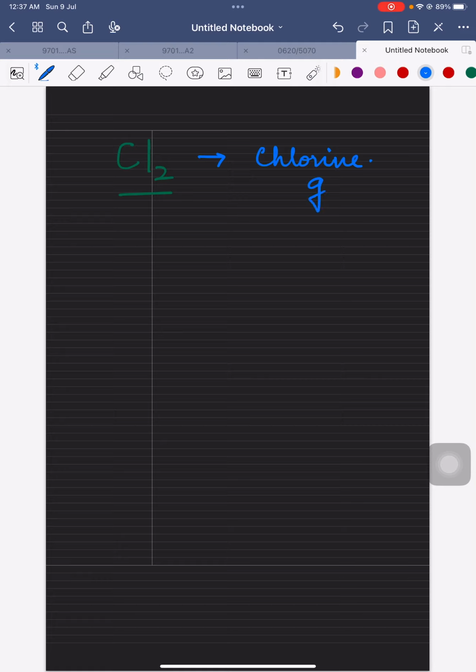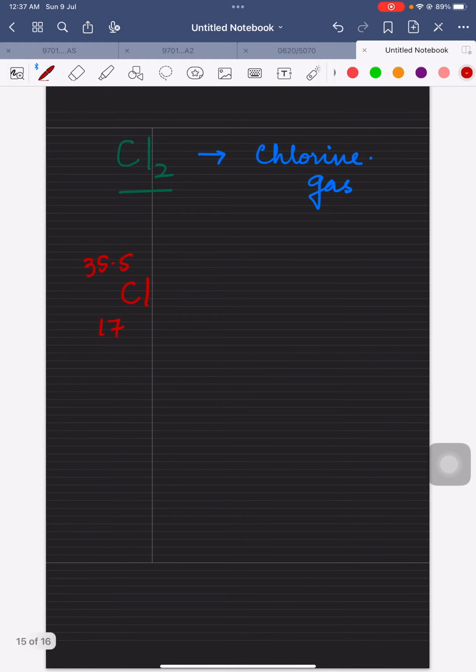Chlorine gas. If I pay attention to how chlorine is written in the periodic table, it is written like this: 17 and 35.5. Now what is the Ar value of chlorine? It is 35.5. It can be in decimals as well. What is the difference between decimals and whole numbers? That mystery will be unlocked when I teach you the topic of atomic structure in detail, inshallah. But right now I'm just bringing your attention to the periodic table where chlorine is written. Its atomic number is 17, whereas its relative atomic mass is 35.5.